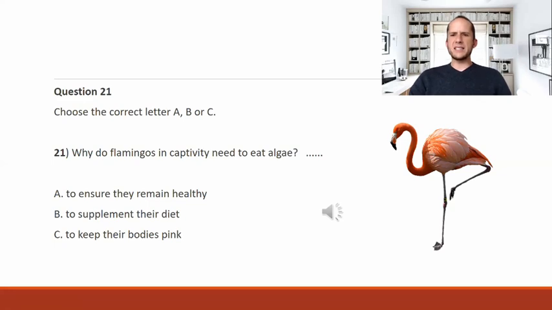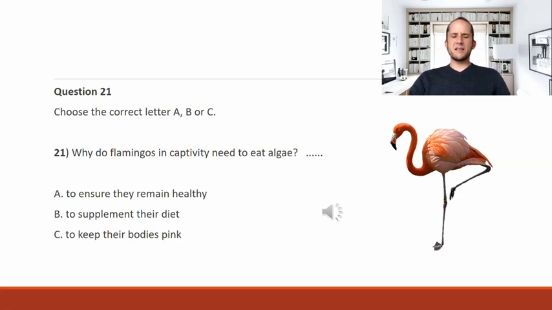And again, we've got algae. That's another strange word. Maybe we've got no idea what it is. Doesn't matter. Underline it. It is important. But whether you do know or don't know what this word is, it won't affect your ability to be able to answer A, B, or C. Same with flamingo. If you don't know what it is, it doesn't matter. However, hopefully we'll be able to at least get two words which are also critical here. It's captivity and eat. So let's have a look at A, to ensure they remain healthy. Let's see if we can paraphrase that. So we're really underlining remain healthy.